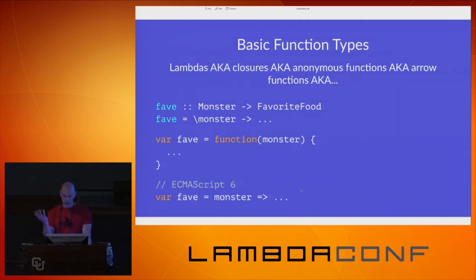And of course, if you know JavaScript, you already know how to do this. In the current version of JavaScript, you just do a var fave and then you assign it to this anonymous function. This anonymous function is actually a lambda, and it's a value. It is a function that is a value. And in ECMAScript 6, the declaration looks much more like it does in PureScript, because you're able to remove all this extra noise and just say monster maps to something.